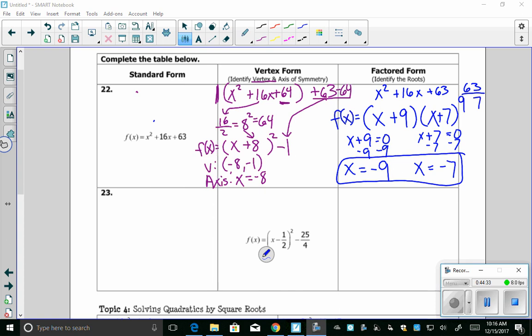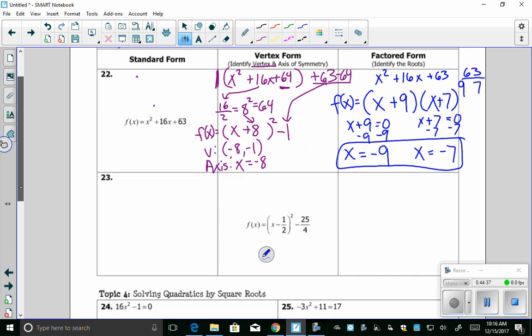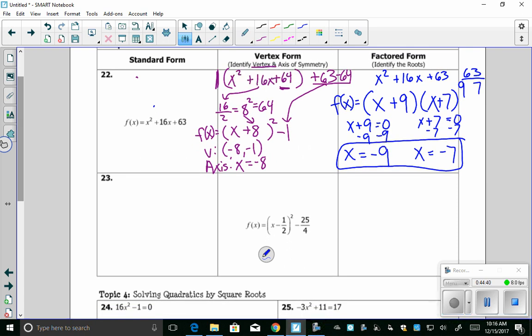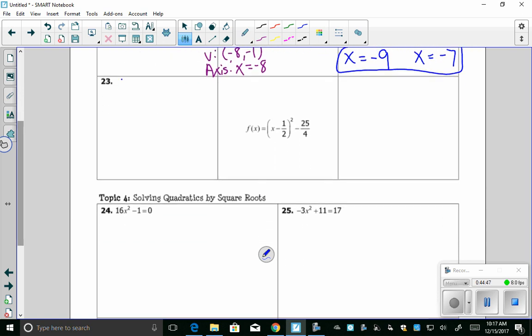Okay, so for problem number 23, instead of giving you the standard form, they give you the vertex form, and they want you to go to standard. If you notice, to get from vertex to standard, all you're going to do is do x minus a half times x minus a half, because all of this is being squared, so it's that times itself, minus 25 over 4. Use the full method.